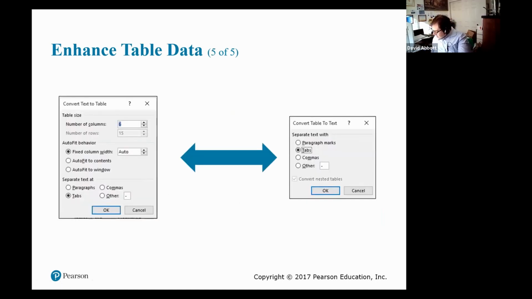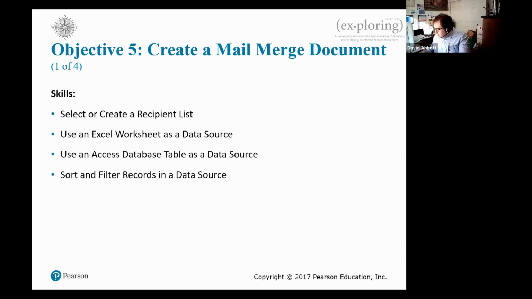Word also enables you to convert existing text into a table and to convert a table into text. When making these conversions, you provide information such as the number and size of columns and how the text is or will be separated. And then moving right along, we'll talk now a little bit about mail merge.